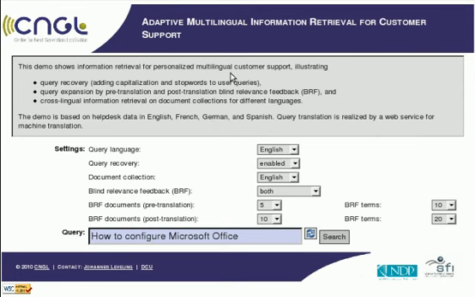We are going to use the following settings for the demonstration. We select English as source language, and we enable query recovery. We can ignore the rest of the settings as they deal with different functionalities of the systems which will not be demonstrated here. The search is performed on technical help desk data. Let's say we want to find out how to configure Microsoft Office.